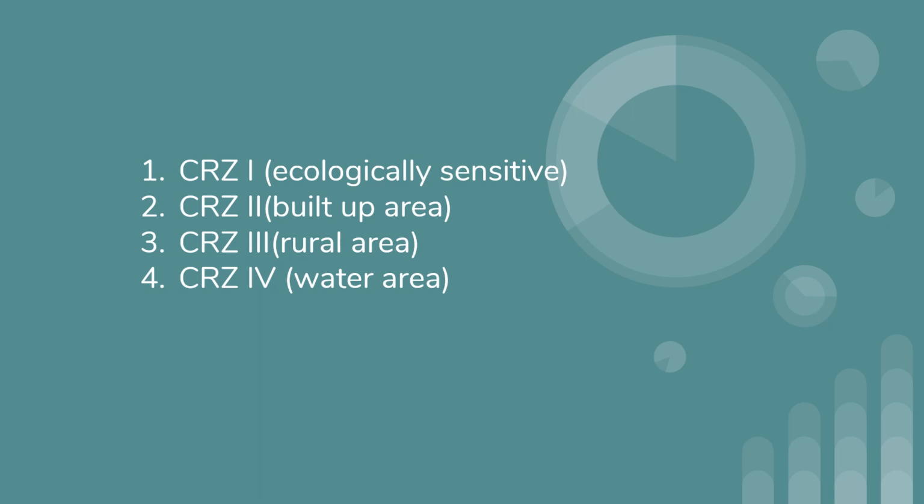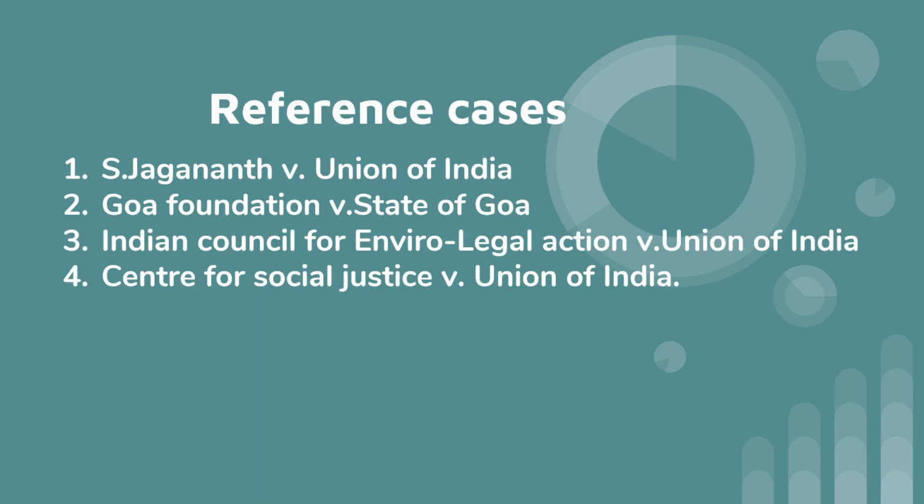Looking into the first one, CRZ 1, that is the Coastal Regulation Zone 1, is related to ecologically sensitive areas. Coastal Regulation Zone 2 is related to built-up areas. And Coastal Regulation Zone 3 is rural areas, where we said it is a no development area. And Coastal Regulation Zone 4 is the water area which is related to islands. So therefore, these are the four important categories under the Coastal Regulation Zone.